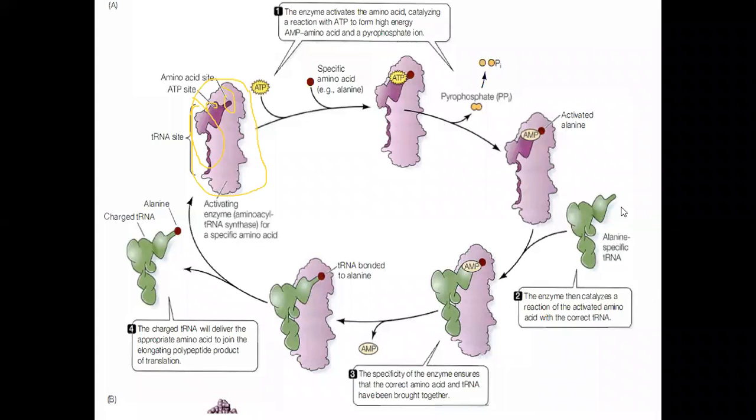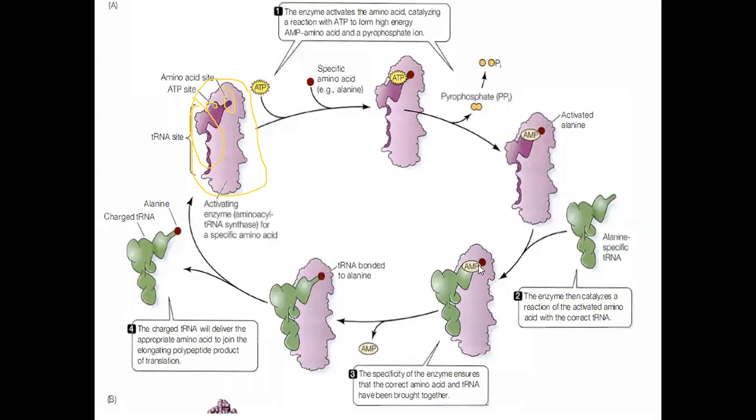RNA. So the transfer RNA that is specific for the alanine comes in, it attaches to the enzyme. When it attaches to the enzyme, because the enzyme is so specific to alanine, it ensures that this is the correct transfer RNA, and this is the correct amino acid.